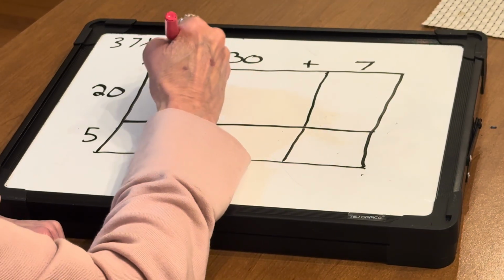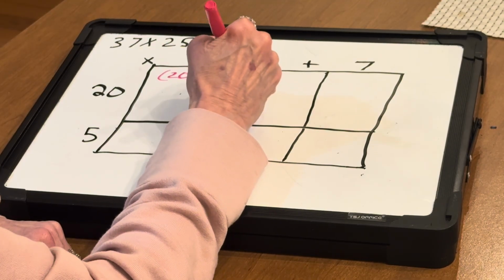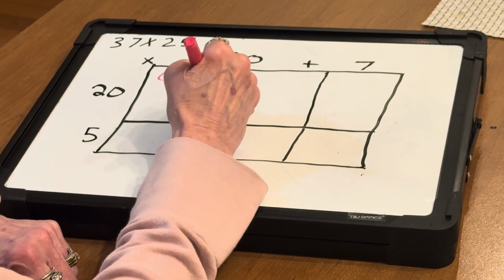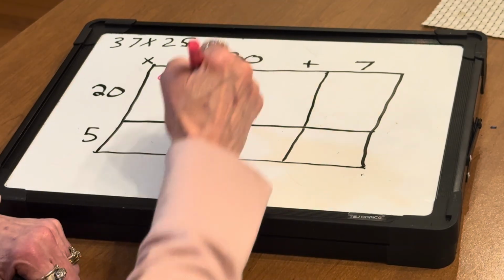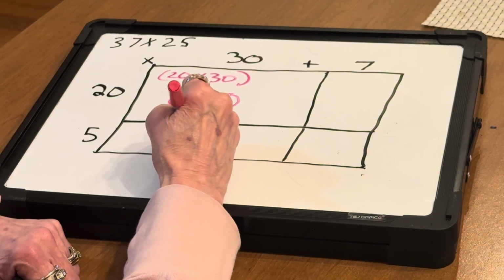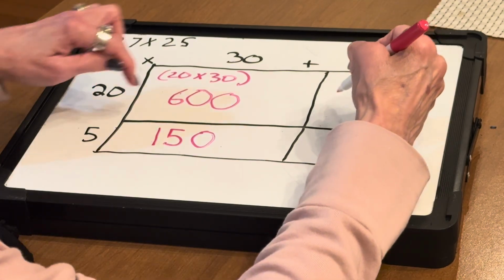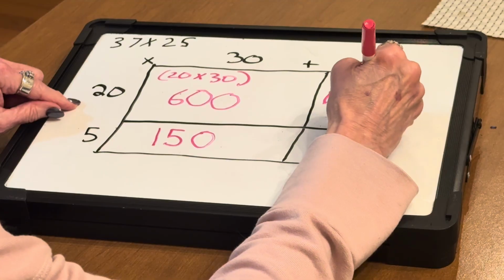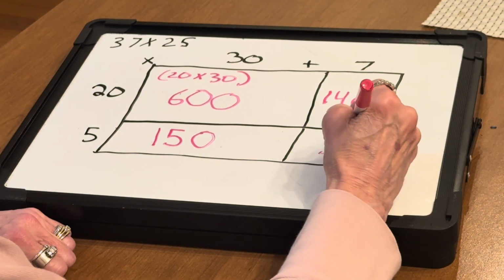So in this box, we would multiply 20 times 30. Okay, and 2 times 3 is 6, and we have 2 zeros. So we'll add our 2 zeros. 20 times 30 is 600. Then here, we're going to multiply 30 times 5. 3 times 5 is 15, and we have 1 zero. Then here, we're going to multiply the 7 and the 20, and 2 times 7 is 14, and we have 1 zero. And here, we're going to multiply 7 times 5, which is 35.